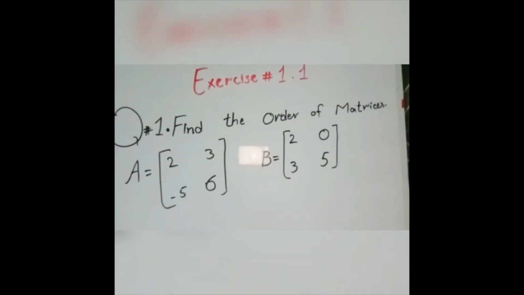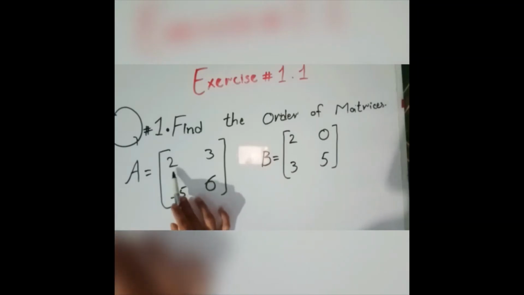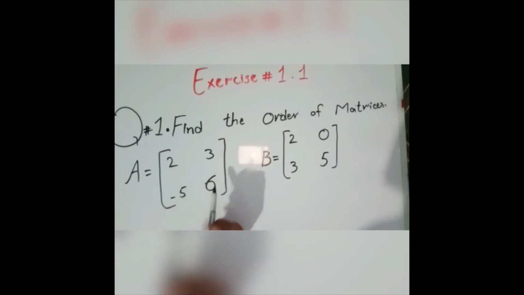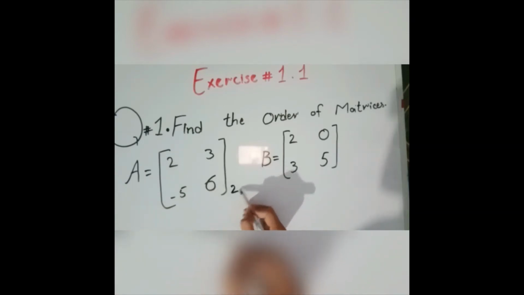Here we have two matrices A and B, and in the previous lecture we learned what order is. The order of a matrix is the number of rows and the number of columns. If we denote the number of rows by m and the number of columns by n, then the order is defined as m by n. So here in this matrix we have 2 rows and 2 columns, so the order of the matrix is 2 by 2.